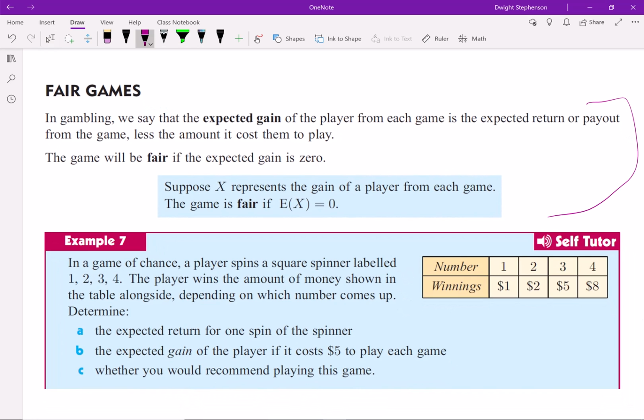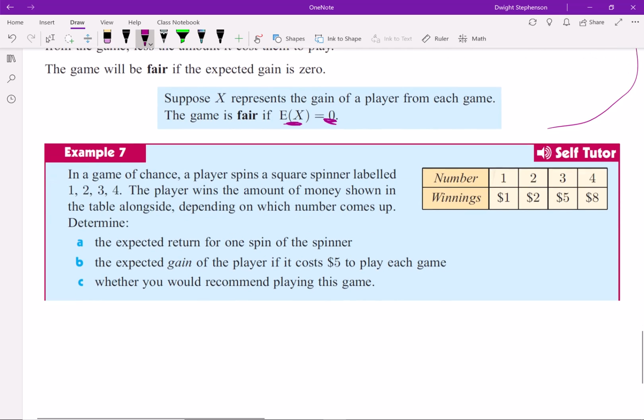The expected value for them is positive. And we talk about expected gain, like how much money would you expect to gain if you played this enough, such as payout. So if a game is fair, that means you're equally likely to lose as you are to win, and the expected value or the expected gain is 0, right? So let's consider this game here.